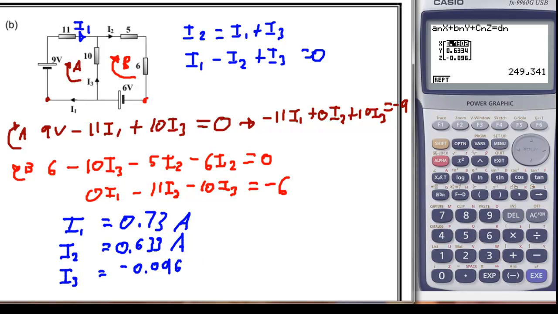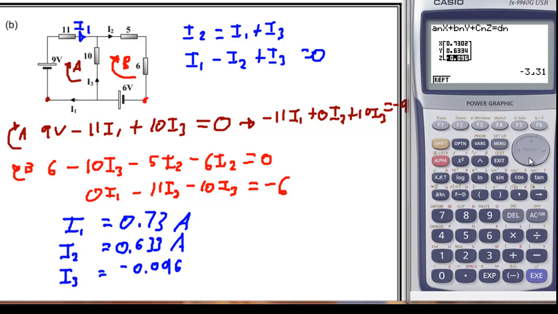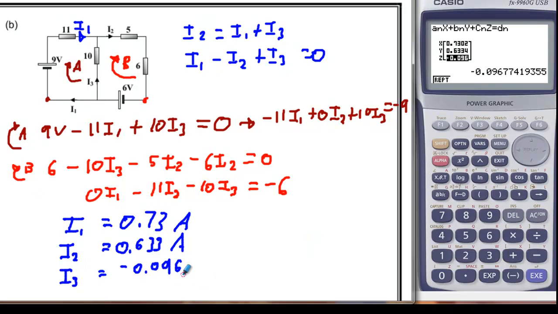0.096. Okay, if we wanted just to check that rounding on that third one, we can come down here, if we push the FD button for fractions to decimals, so it's really 0.097 if we were to be correct. Done. They're our three answers.